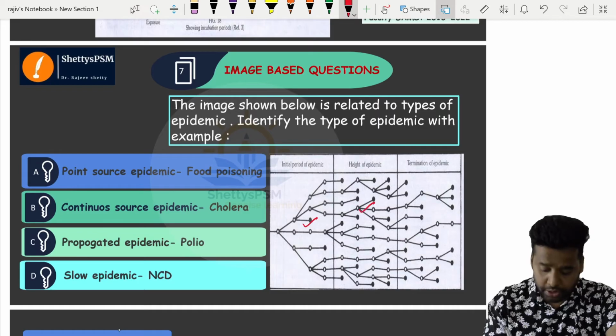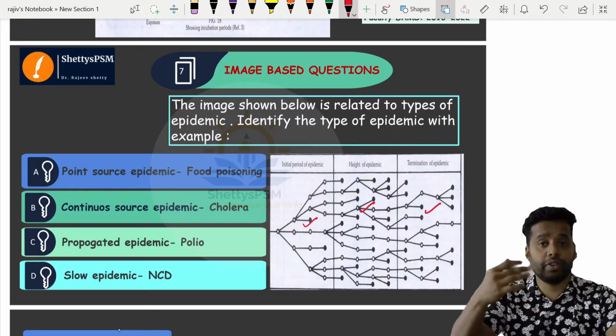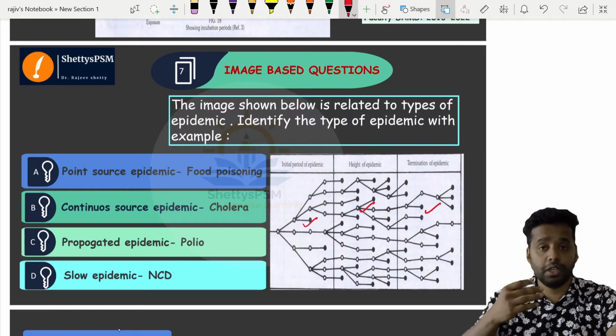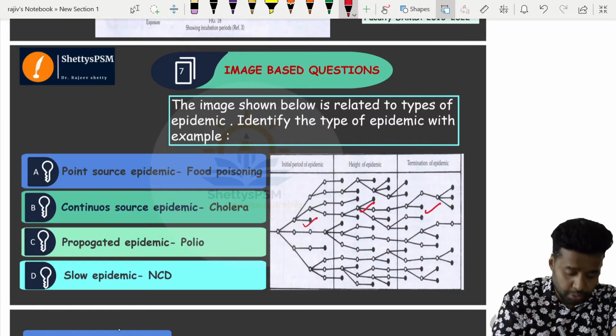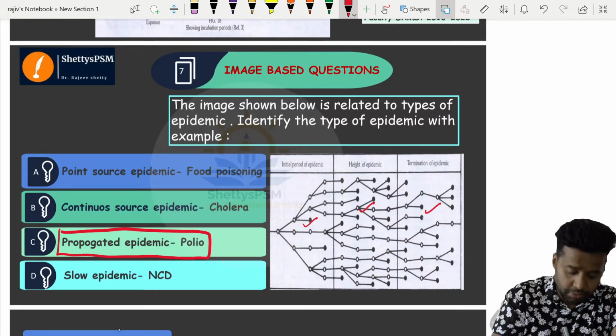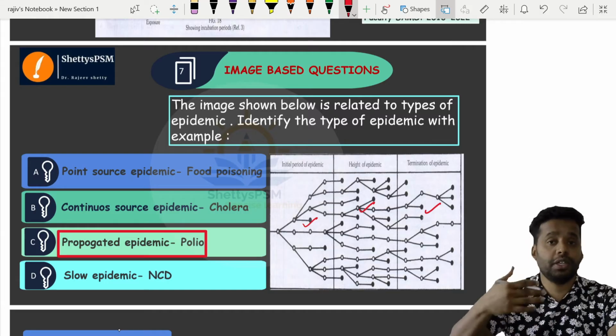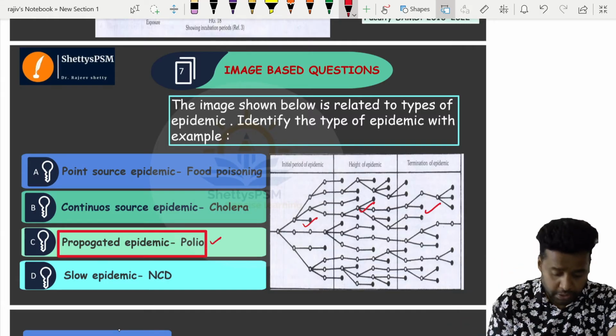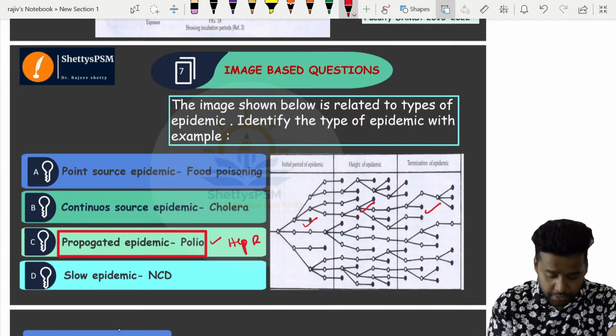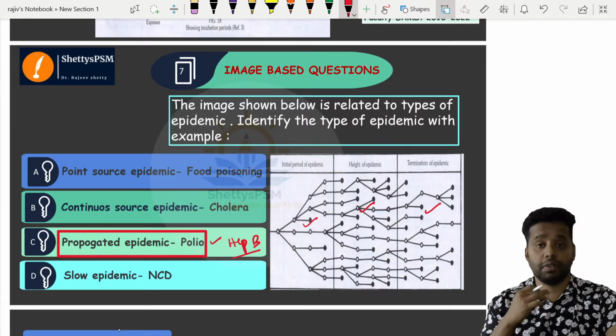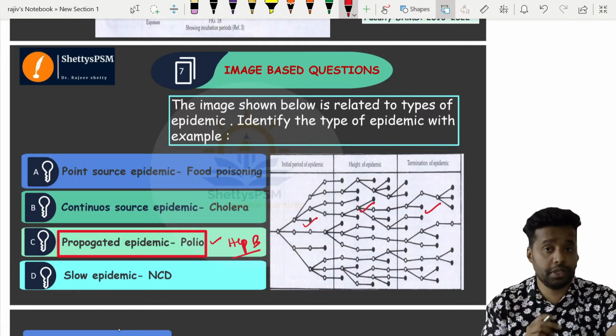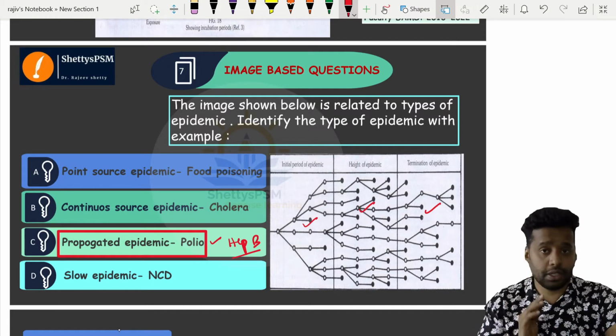As you can see here, there is person to person spread of cases. The epidemic will continue in propagation. The answer is propagated epidemic, responsible for person to person transmission. Like polio can show this. Even hepatitis B in the books is given as a propagated epidemic. Always remember the word P for propagation, P for person to person transmission.